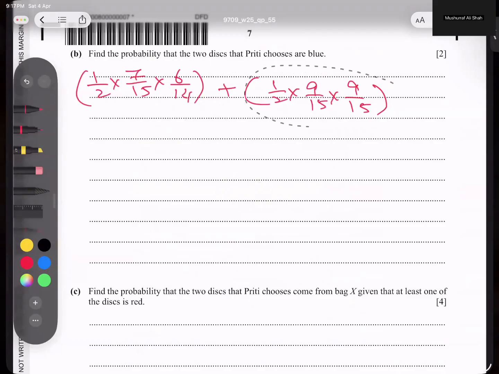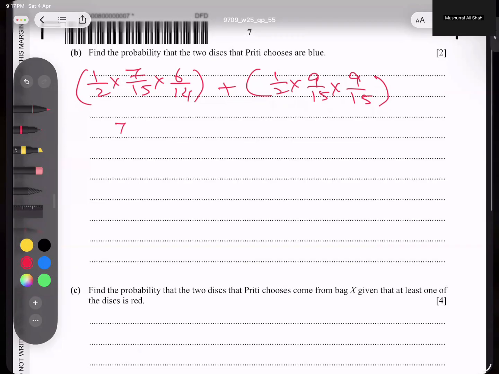Yeah, clear. And now typing in the calculator, the matter is what answer comes finally. And let me check, wait a minute. If I type in the calculator, it comes to 7 over 25. 7 over 25. This is done.